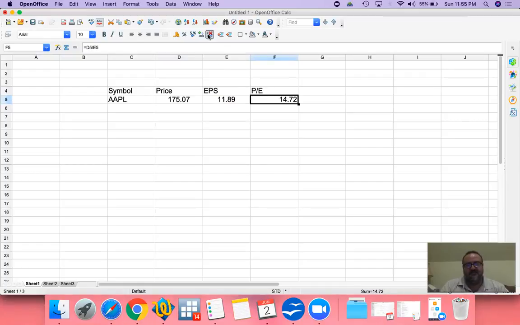Now, the PE ratio is quite famous. Everybody likes this, everybody uses this, which is quite nice. It really is how much you are willing to pay for each dollar of future earnings per share. So you're willing to pay $14.72 for each dollar of earnings in the future in this company.